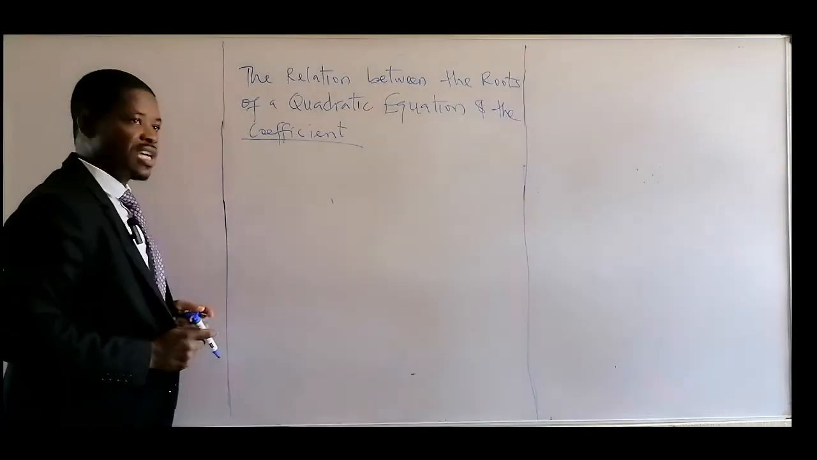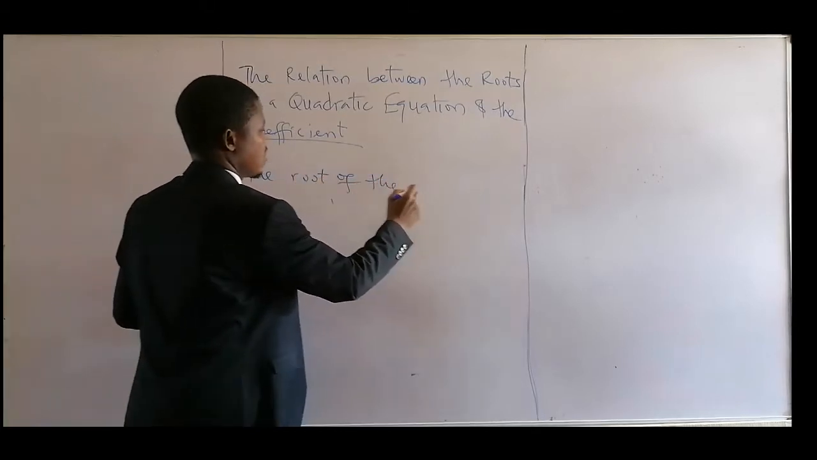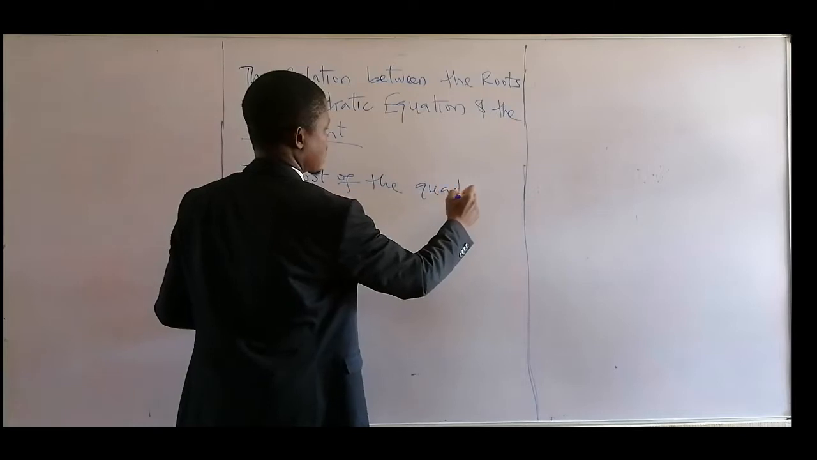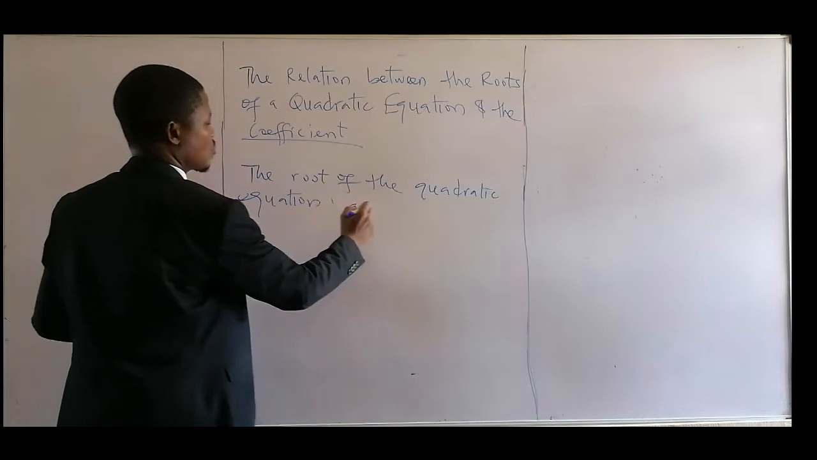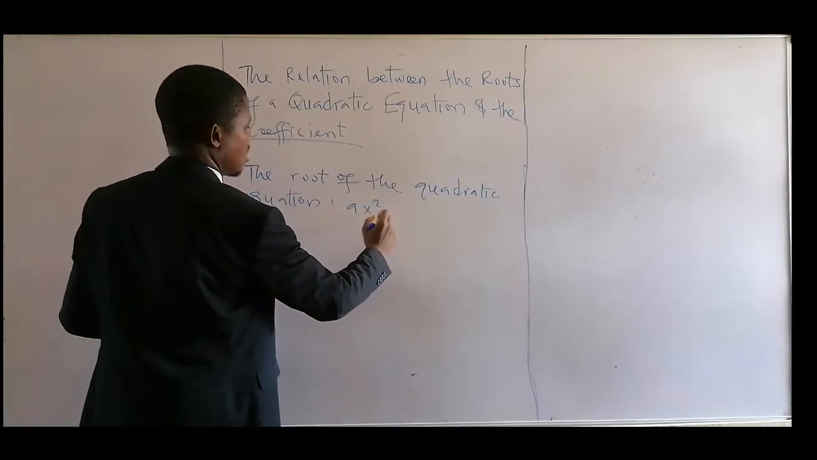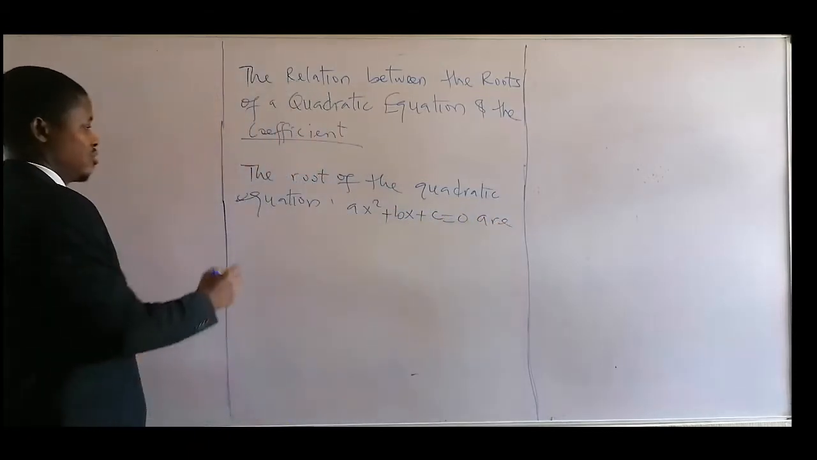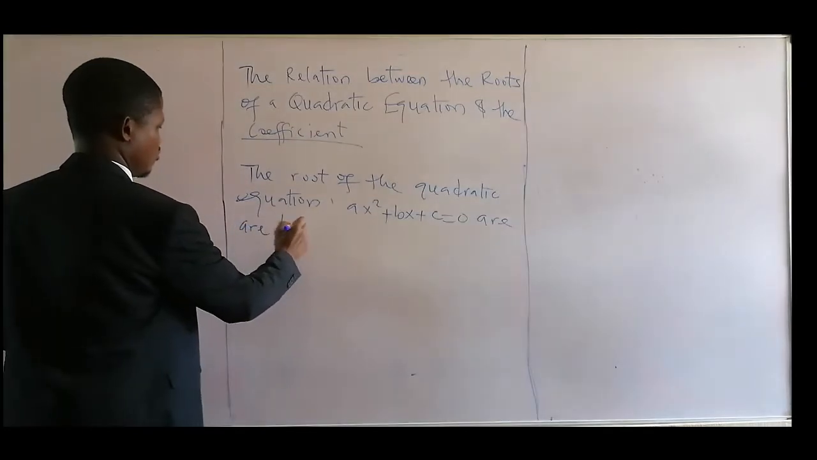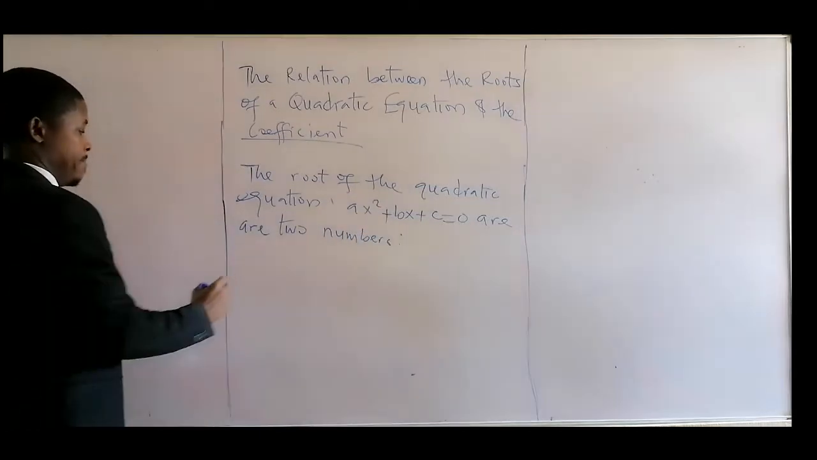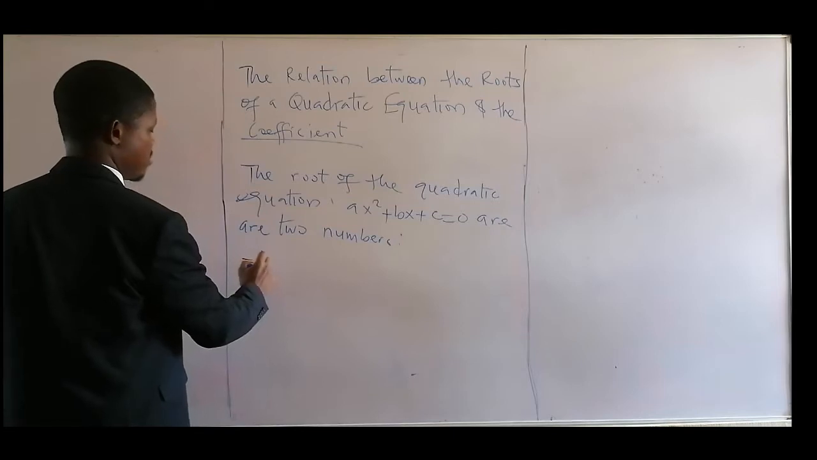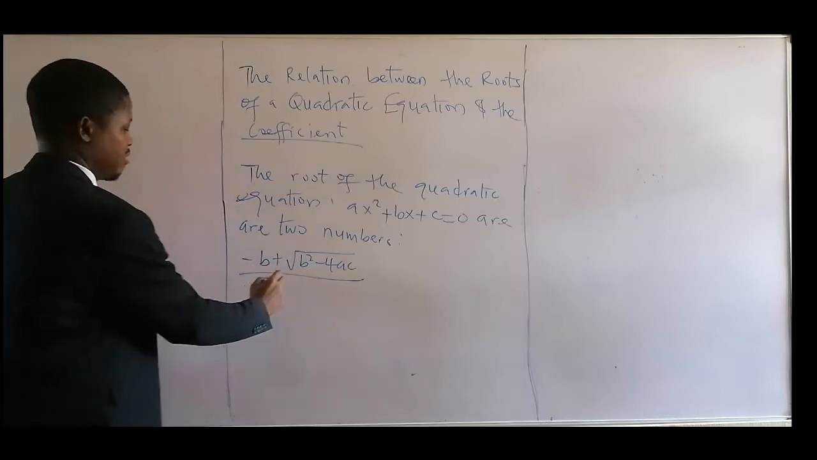The roots of the quadratic equation ax squared plus bx plus c equal to 0 are two numbers. And they are minus b plus the square root of b squared minus 4ac, over 2a.